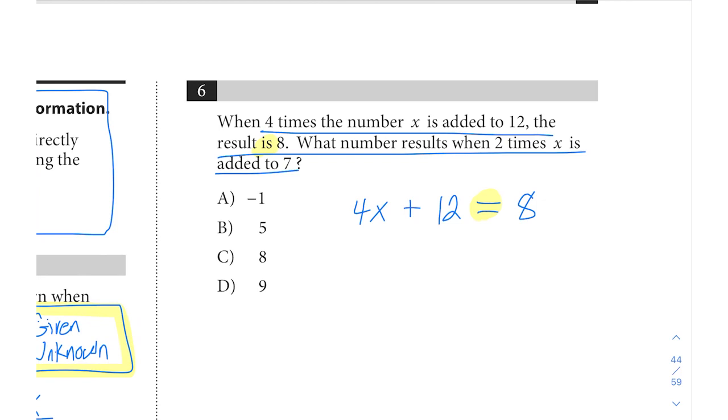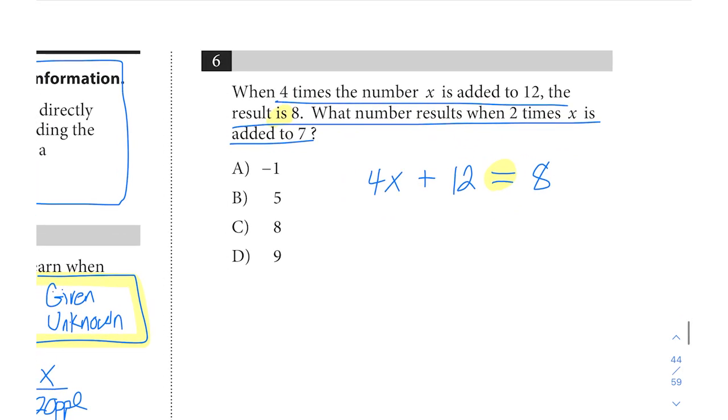So it is 8. What number results when 2 times x is added to 7? Well, before I do anything else, I have enough information just right here to solve for x, so I want to go ahead and take advantage of that. Here, I subtract 12 from both sides. I get 4x equals negative 4. Divide by 4. X equals negative 1.